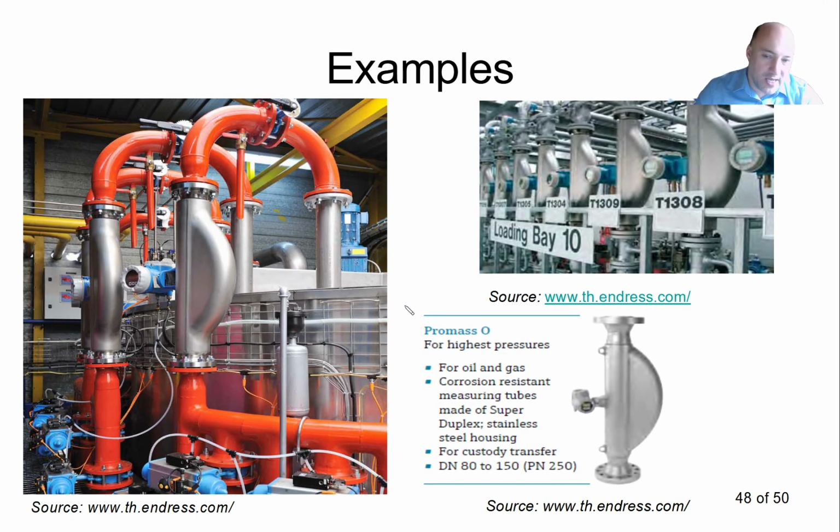Here are a few examples. You can immediately recognize a Coriolis flow meter because it has this specific shape. In this shape, it's the tube that is bent like this. And from the outside, you can directly tell, okay, this is definitely a Coriolis flow meter. You can see oil and gas industry and so on.